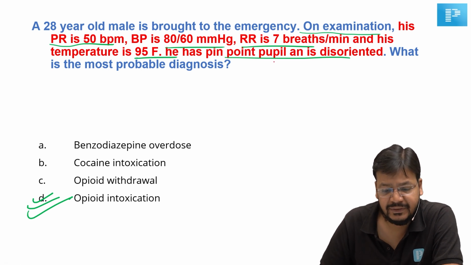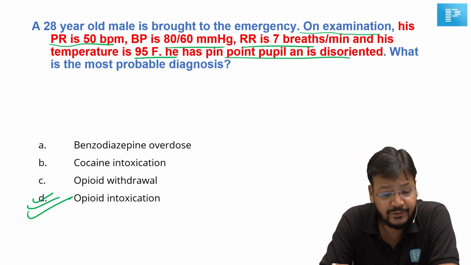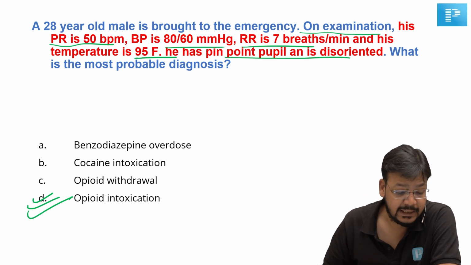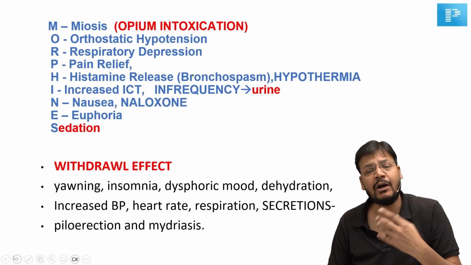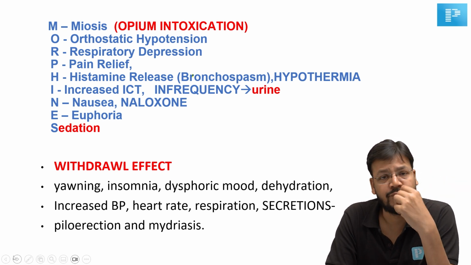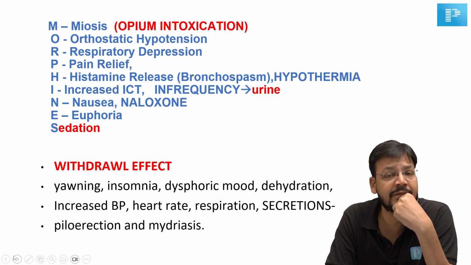Now, sir, if these symptoms are given, that is pulse rate, BP, respiratory rate, everything you can see and pinpoint, pupil, it is opioid intoxication. Now, sir, I am coming to a very, very important word. Opioid intoxication. One of the examples of opioid or afim, or one of the products of afim, is morphine.